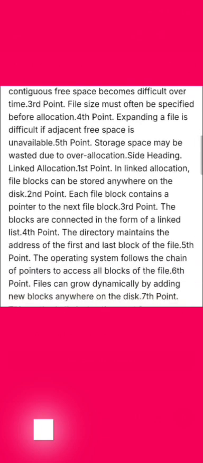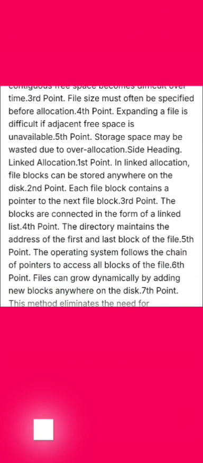Linked allocation. First point. In linked allocation, file blocks can be stored anywhere on the disk. Second point. Each file block contains a pointer to the next file block. Third point. The blocks are connected in the form of a linked list. Fourth point. The directory maintains the address of the first and last block of the file.